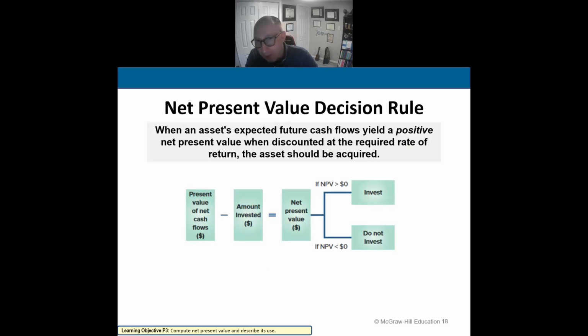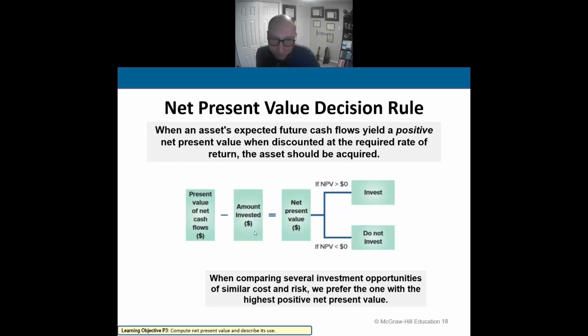This is the decision tree. If net present value is greater than 0, we make the investment. If it's less than 0, we do not. So yeah, I mean that's the concept of this. And we usually look at net present value along with those other methods we talked about in the ranking process when looking at different investment decisions or proposals.